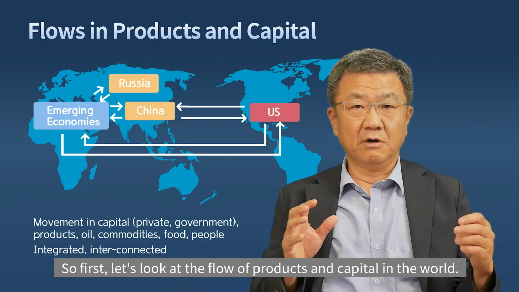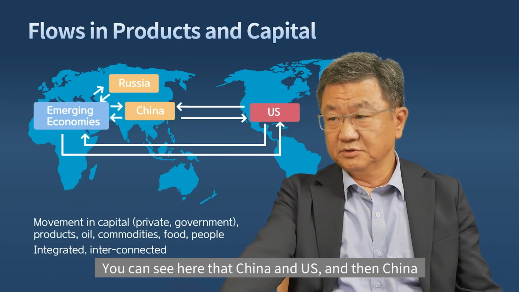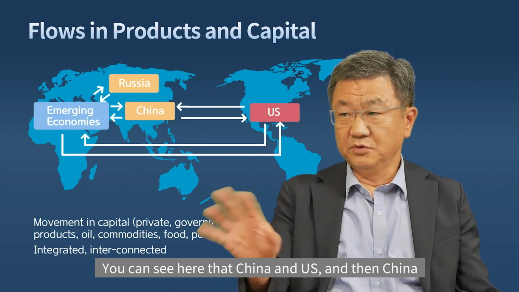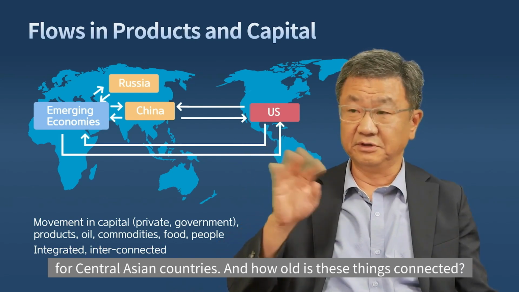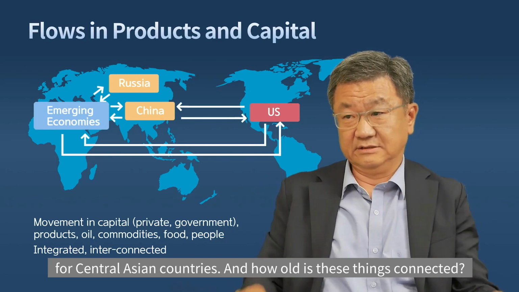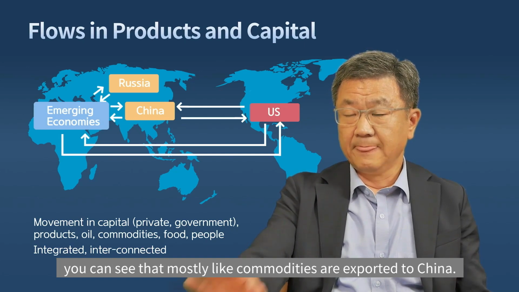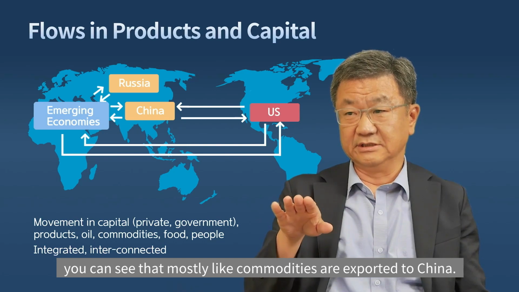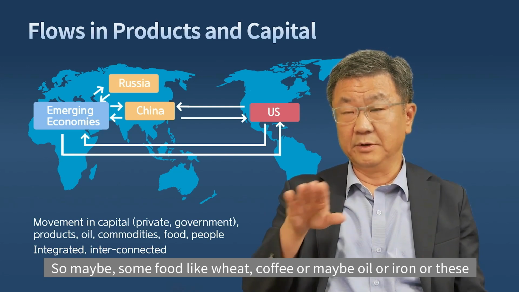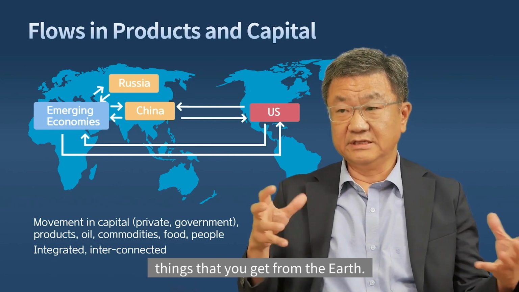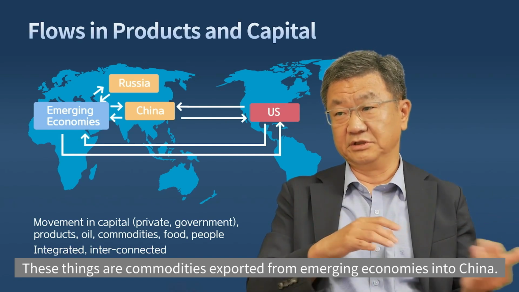So first let's look at the flow of products and capital in the world. You can see that China and the US, and then China with other emerging economies, with Russia for Central Asian countries. And how are all these things connected? First of all, if you look at the flow from the emerging economies to China, you can see that mostly commodities are exported to China. So maybe some food like wheat, coffee, or maybe oil or iron ore. These are things that you get from the earth. Okay, these are called commodities, exported from emerging economies into China.